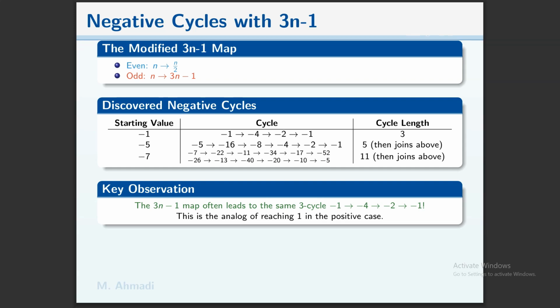The observation here is that 3n minus 1 maps often lead to the same 3-cycle: minus 1, minus 4, minus 2, and minus 1. This is the analog of reaching 1 in the positive case.